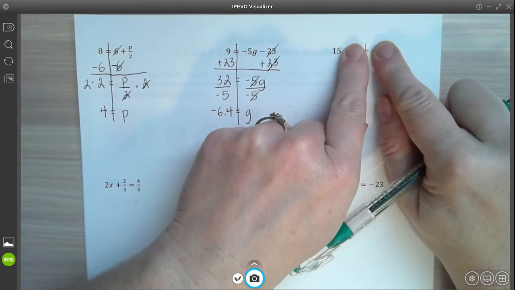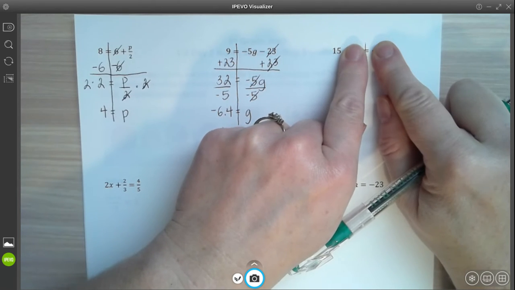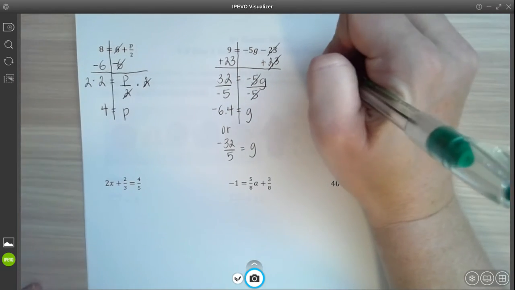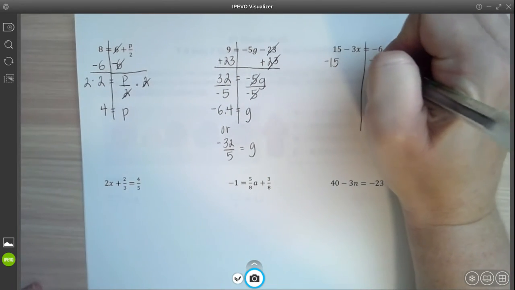How do we get rid of a positive 15? Well, we're going to subtract 15. That's what's going to make 0. So I'm going to subtract 15 on both sides.